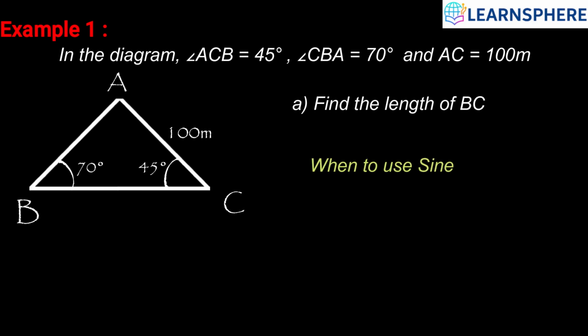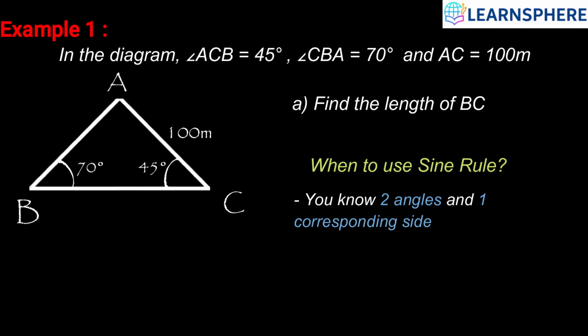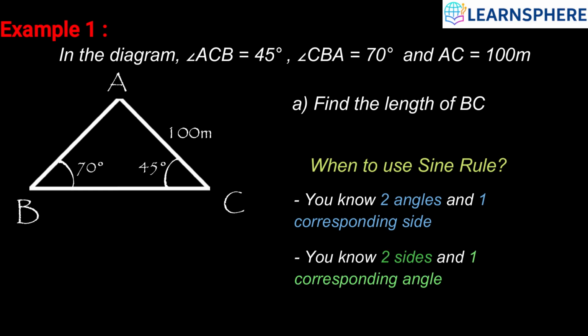So how do we identify when to use sine rule? There are two instances when we have to use sine rule. The first instance is when you know two angles and one corresponding side, or in the second instance, you know two sides and one corresponding angle. So essentially, we have to find two pairs of angle and corresponding side, where in the first pair, we know both the angle and the side, and in the second, we know either the angle or the side.